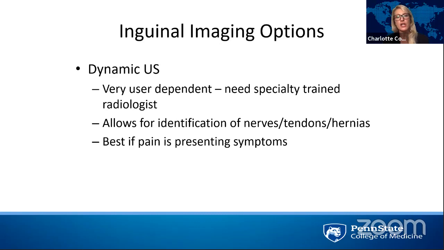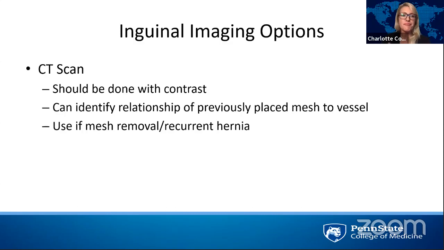If you don't have access to a dynamic ultrasound or a really good ultrasonographer, a pelvic MRI might be helpful because it can help diagnose some of the tendonitis in that area. But I would say that if a patient presents with chronic groin pain, or groin pain and not really much of a bulge, it's best to image those patients. CT scans are helpful. They can tell you if there is a recurrence or if they have a hernia. I think in general, if you are doing a recurrent inguinal hernia, then a CT scan might be worthwhile.